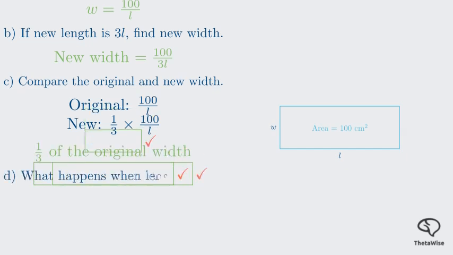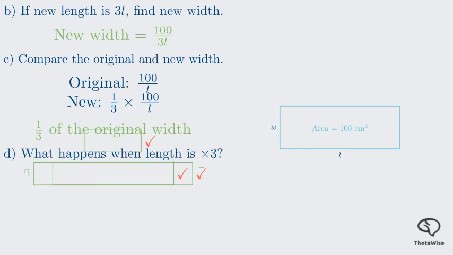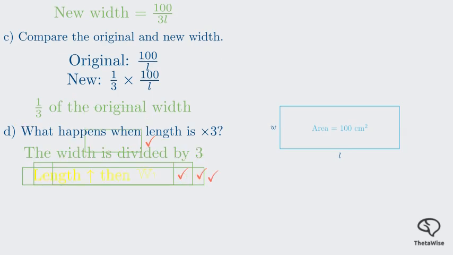Part D. State what happens when length is multiplied by 3. When we multiply one variable by a factor, the other must be divided by that same factor to keep the product constant. The width is divided by 3. This is the heart of inverse proportion. As one goes up, the other goes down.